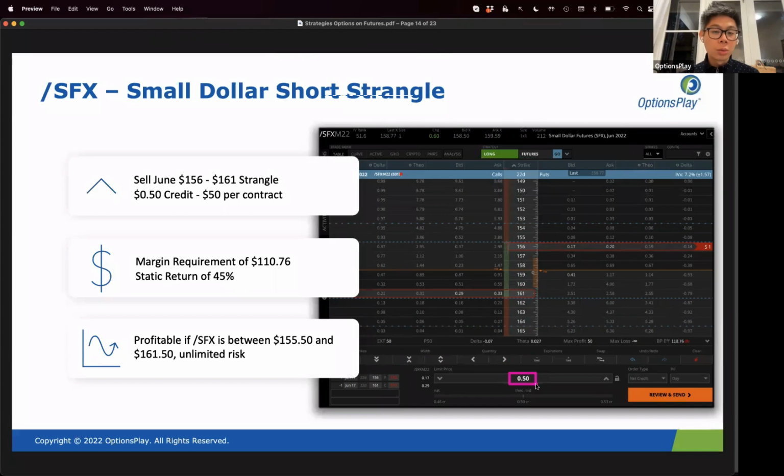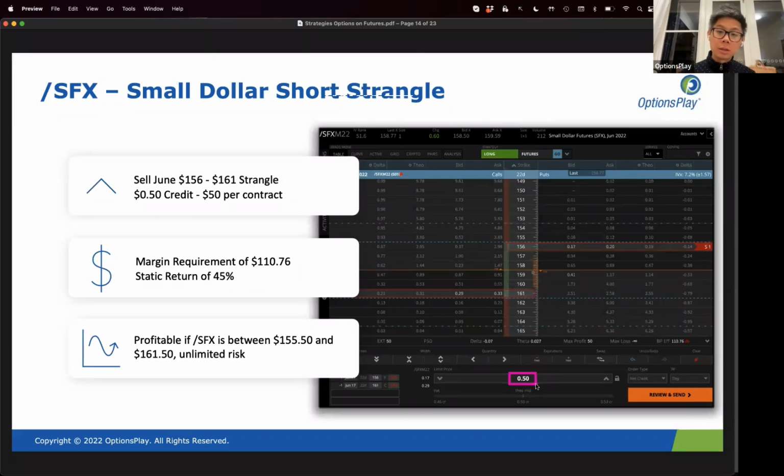Now, this is really where it gets interesting from a margin perspective on options on futures, because keep in mind, the US dollar is something that doesn't move very much. It's not a very volatile security. It's not an underlying that makes big moves compared to equities, compared to some of the other asset classes you might be used to trading, especially in this market environment where we see stocks make 20, 30% jumps in a single day. That doesn't happen to the US dollar.